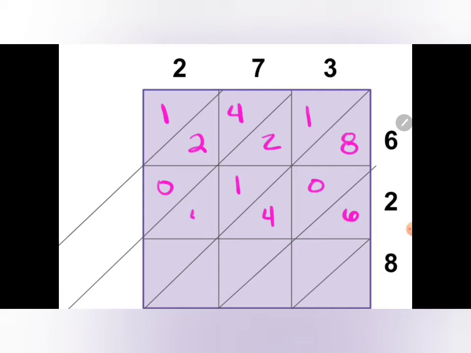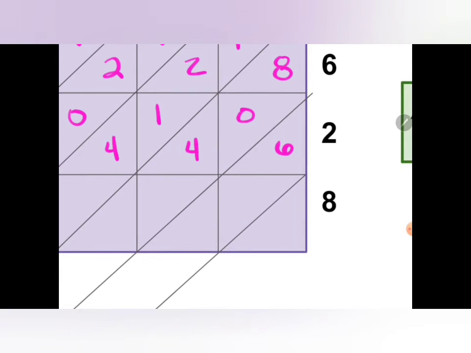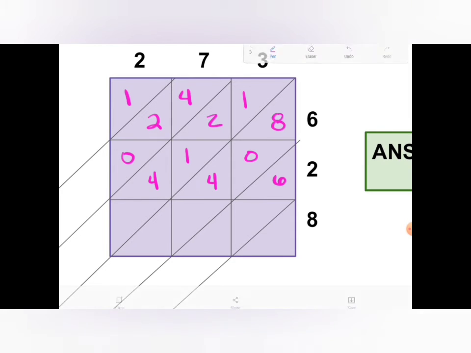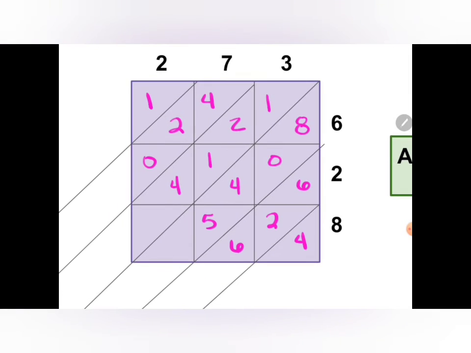So 0 and 4. And for our last row in our box, in the rightmost corner, we have 3 times 8, which is going to be 24. We have 7 times 8 in the middle section, which is going to be 56. And then we have 2 times 8, which is going to be 16.